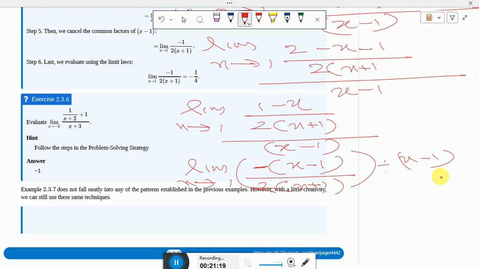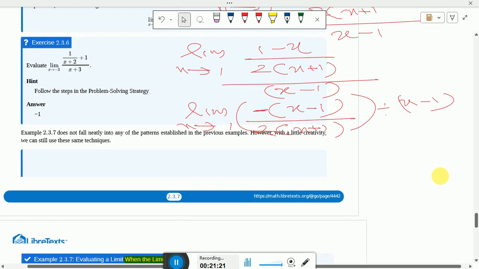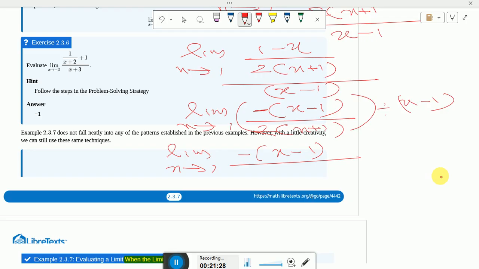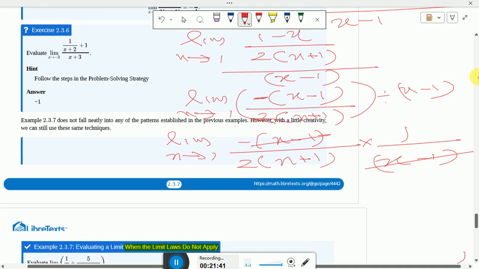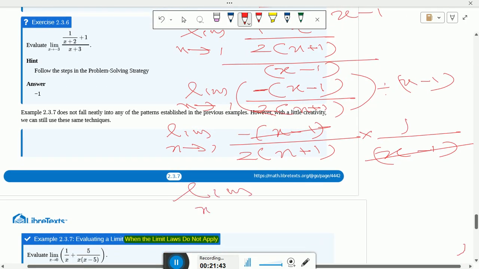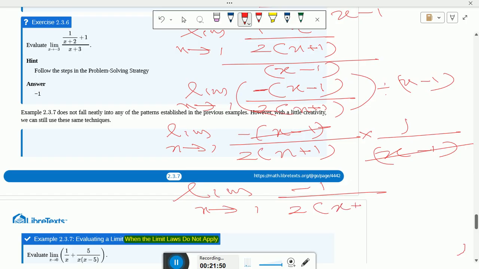So if I take this one as a multiplication, limit x approaches 1 minus x minus 1 over 2 into x plus 1, this division if I take as multiplication, 1 over x minus 1. So now both sides I can divide by x minus 1, x minus 1. So now my equation is limit x approaches 1 minus 1. Here minus is there, here 1 is there. Minus 1 over 2 into x plus 1.